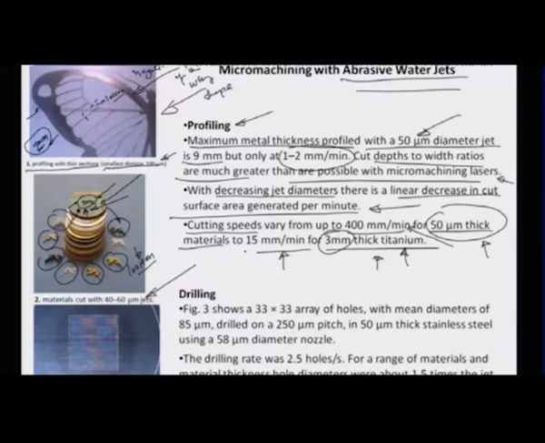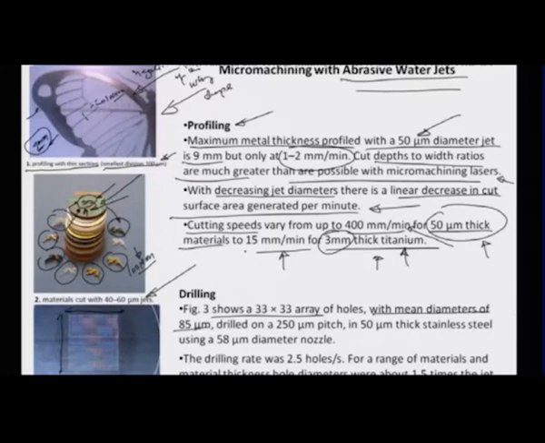A very interesting aspect of AWJM, abrasive water jet micro machining, is again illustrated here. This gives a futuristic way of creating micro size features and structures for a variety of electronic and microfluidic applications. For example, figure 3 shows an array of 33 by 33 holes. There are exactly 33 holes in this direction and 33 holes in this direction, and each hole has a mean diameter of about 85 microns.